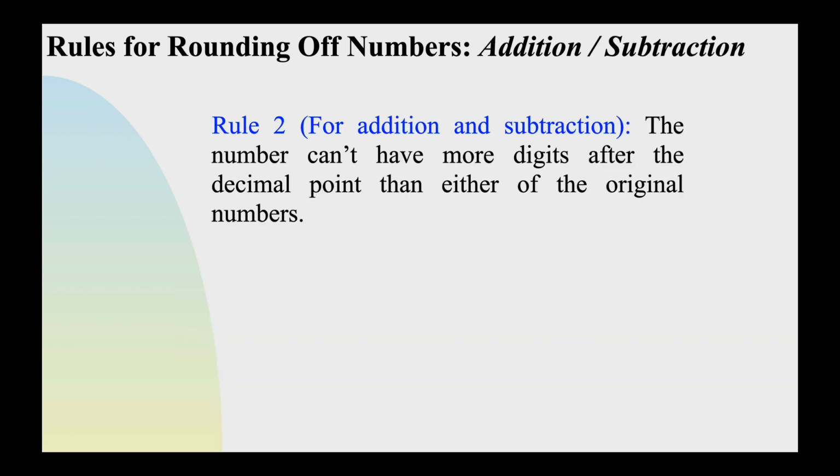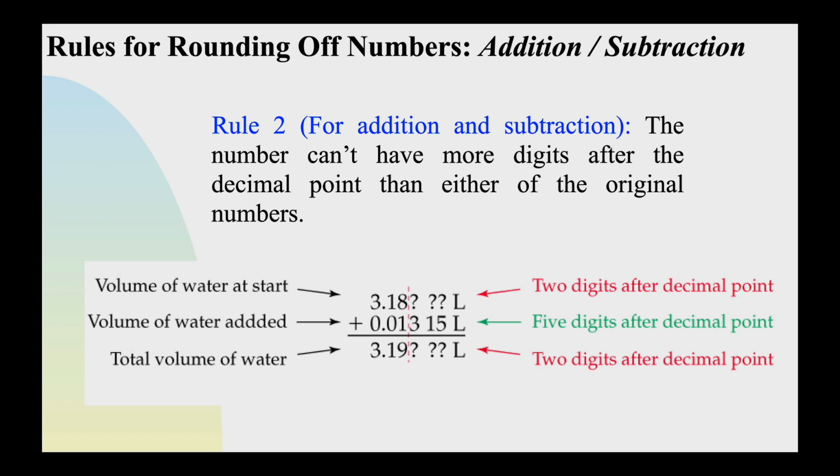When you add and subtract, that's where the doubtful digit pops in, and your answer must cut off at the larger doubtful digit. So let's say that we have 3.18 liters of some liquid, water I guess, and we add 0.01315 liters, so a pretty small number. When you add these together, you get 3.19315, but where do we cut off the sig figs?